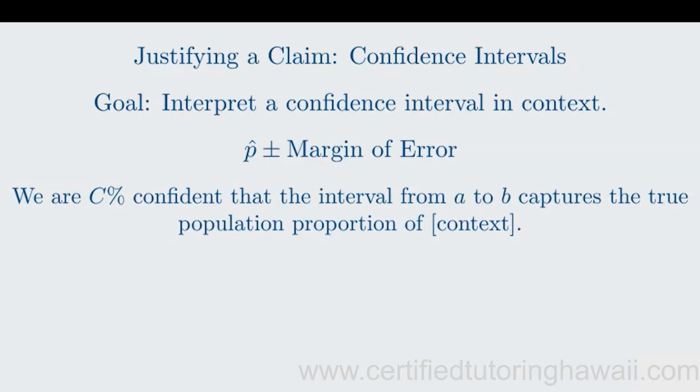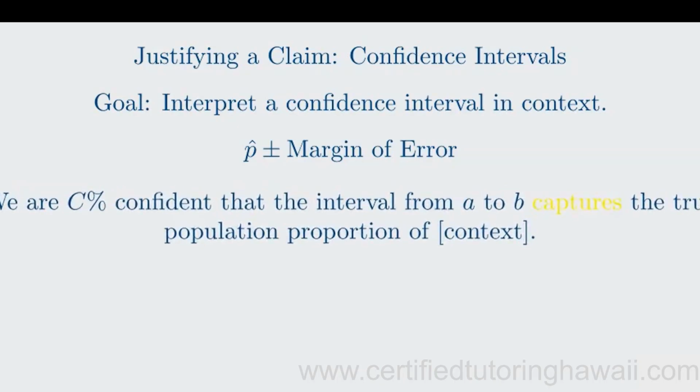Notice we use the word captures. We don't say there is a 95% chance the population proportion is in there. The population proportion is a fixed number. It's either in the interval or it isn't.